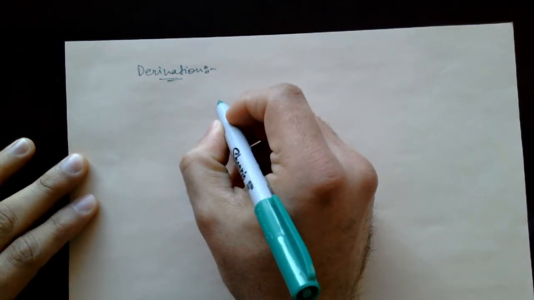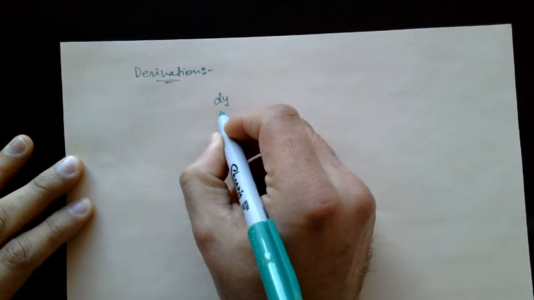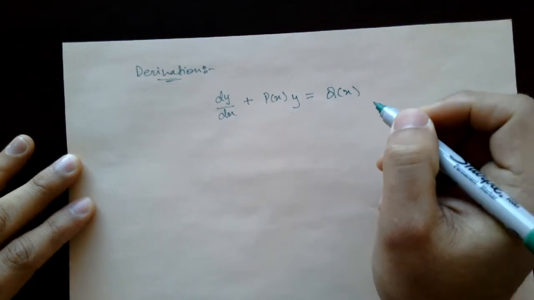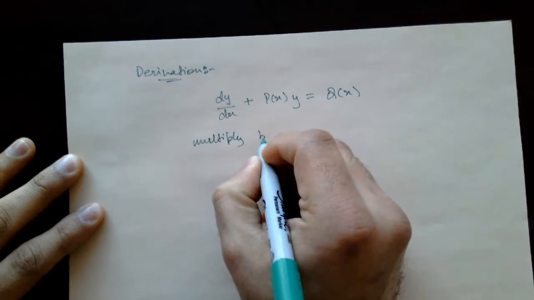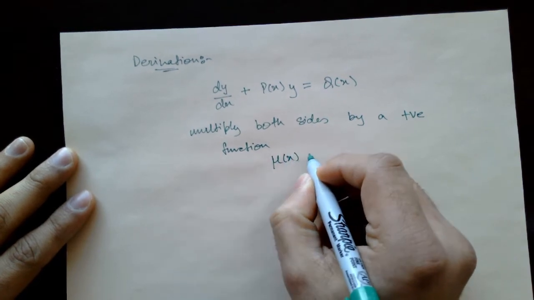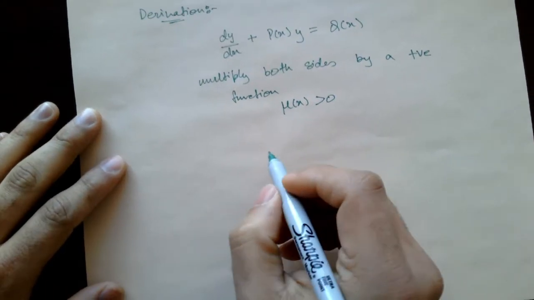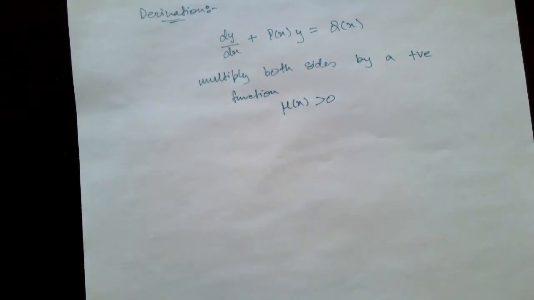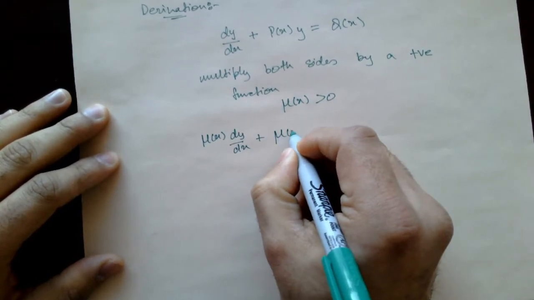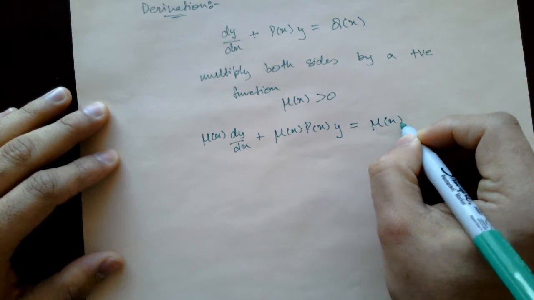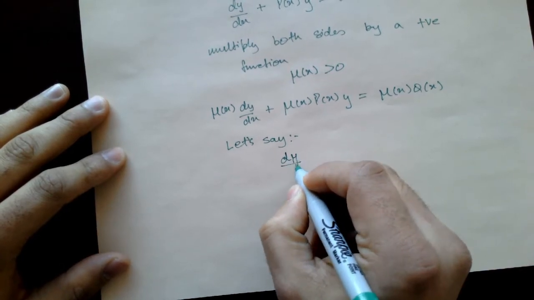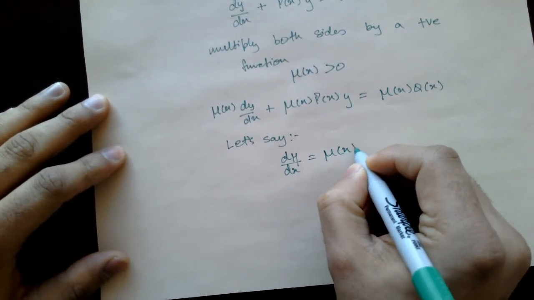So let's say we have an ordinary differential equation of the form dy over dx plus p of x times y is equal to q of x. Okay, so let's multiply both sides by a positive function. Let's call it mu of x and it should be greater than 0 at all times. So after multiplying the equation on both sides, we get mu of x dy over dx plus mu of x p of x y equals mu of x q of x. Okay, let us say that d mu over dx is equal to mu of x times p of x.